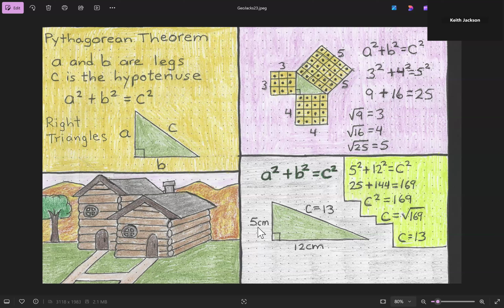What we're going to do is square the A and square the B. So we're going to square 5. We have 5 squared plus 12 squared. Well, that's going to give us C squared. We know that 5 squared is the same as saying 5 times 5, which is 25. And 12 squared is the same as 12 times 12, which is 144. When we add those two numbers together, we get 169. And so we know that C squared is equal to 169, which lets us know that C is equal to the square root of 169. And when you take the square root of 169, you arrive at C is equal to 13. So the length of the hypotenuse of this right triangle is 13 centimeters.